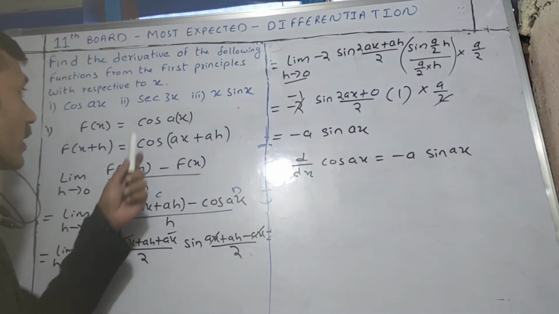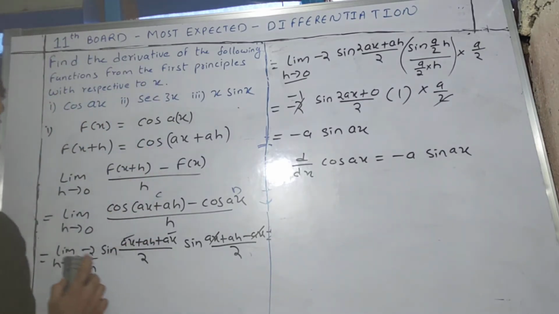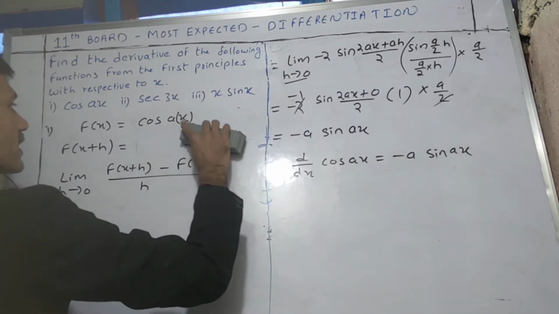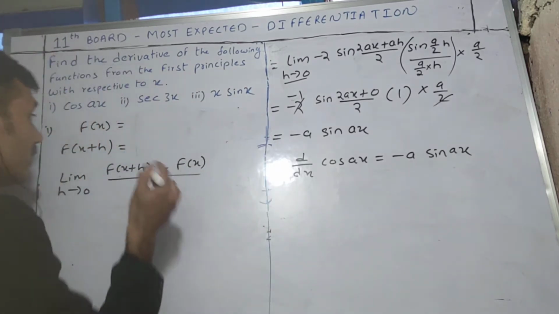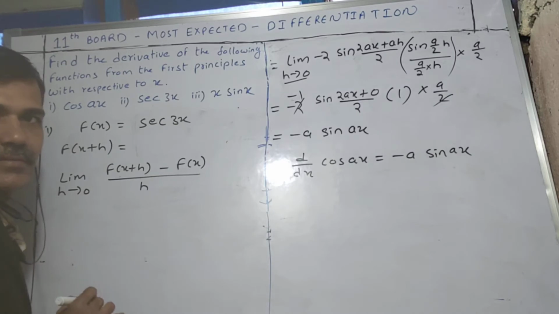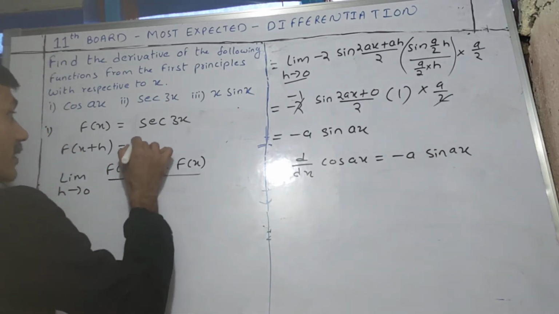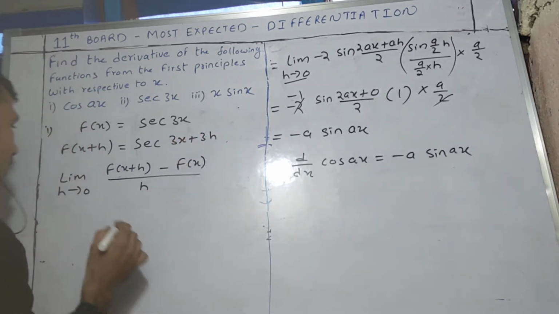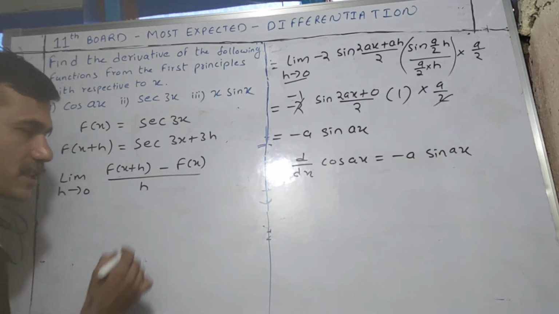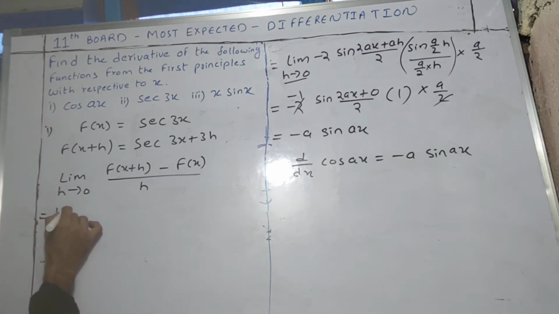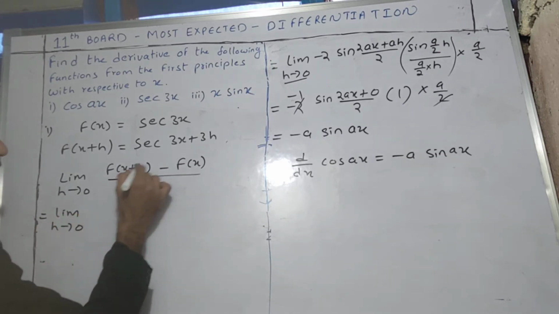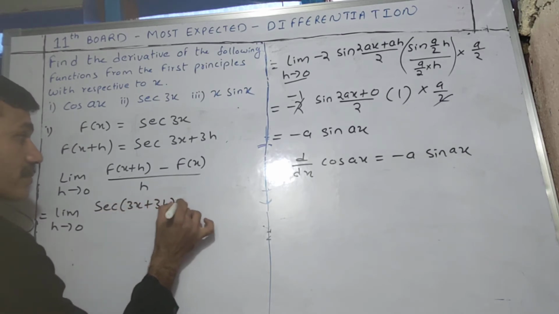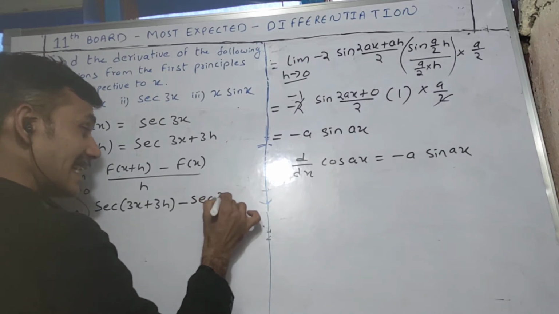Okay. Similarly, we'll find it for another one, secant 3x, which is given. Now, f of x is secant 3x. Then f of x plus h will be secant of (3x plus 3h). Okay, now we will use the definition, the first principle of derivative. So limit h tends to 0 of f of x plus h, which you can write as secant of (3x plus 3h), minus f of x, which is secant 3x.